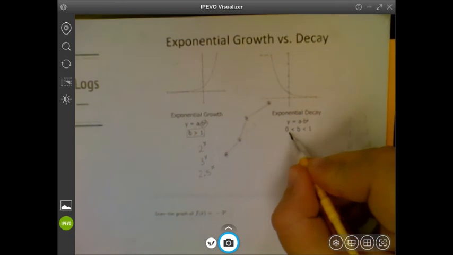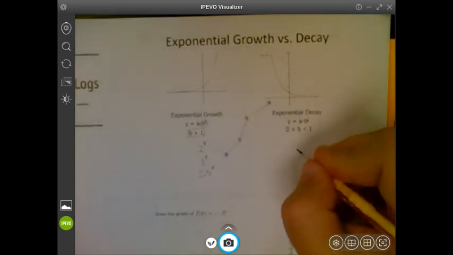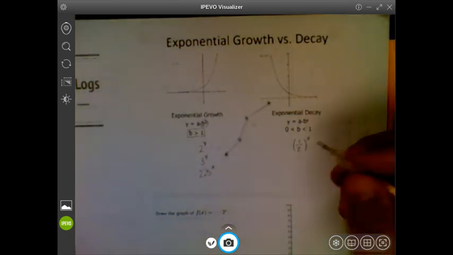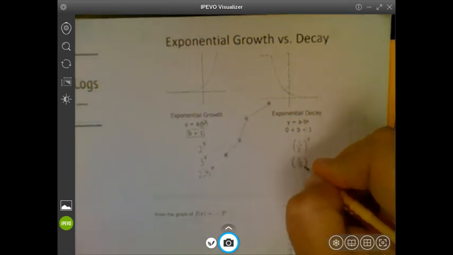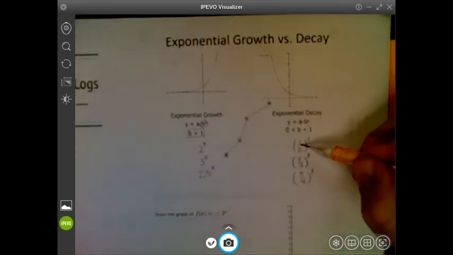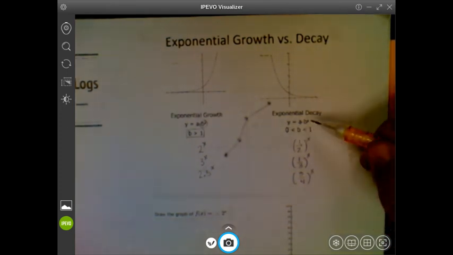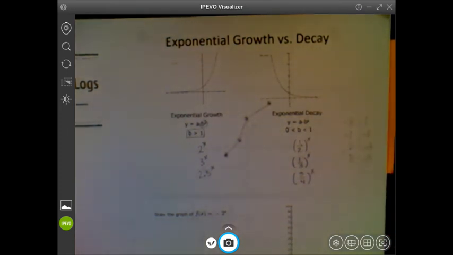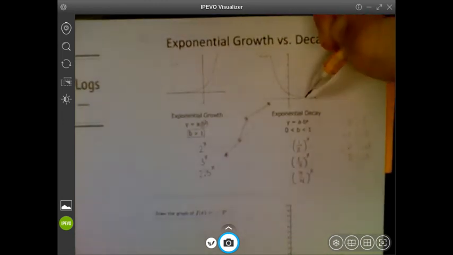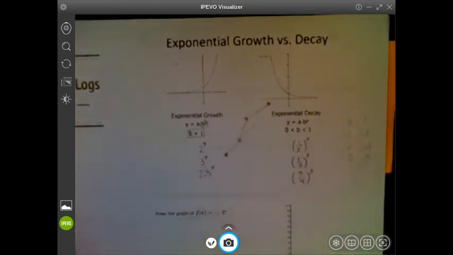If the base is between 0 and 1, so you're going to see maybe some decimals or some fractions, like 1/2 to the power of x, or 1/3 to the power of x, or even 3/4 to the power of x, as long as that number is between 0 and 1, it is a decay function. And so that's why, as you get bigger x's, you're going to have smaller y values.